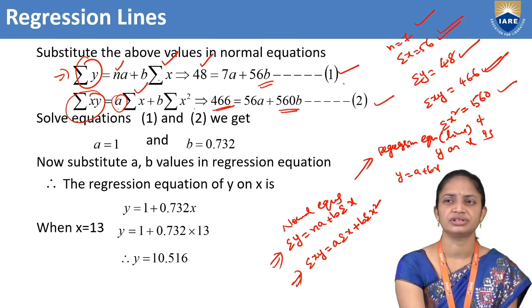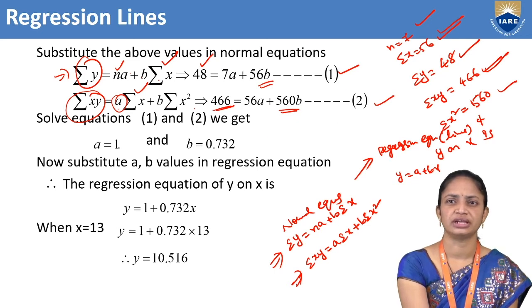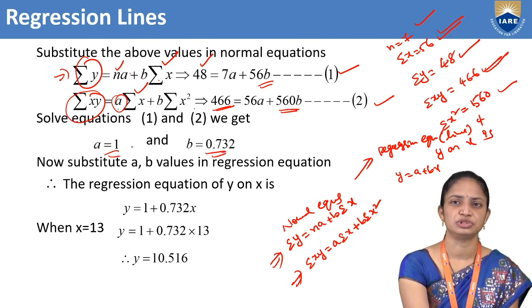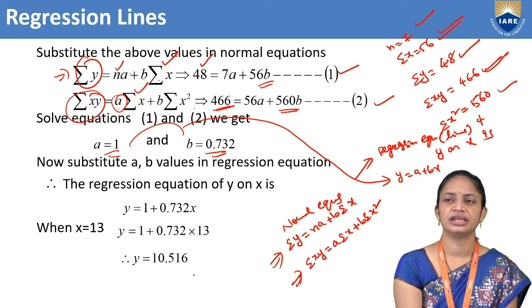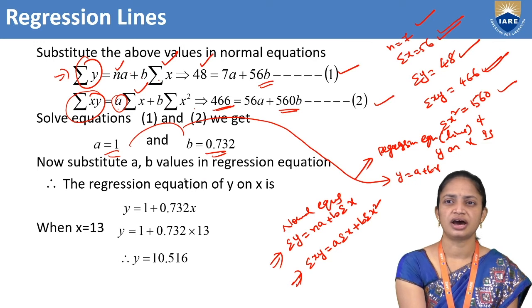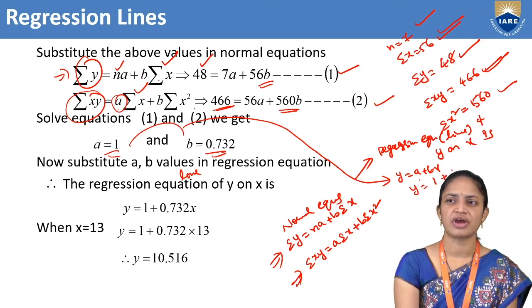Now solve equations 1 and 2. After solving equations 1 and 2, we will get a equal to 1 and b equal to 0.732. Now substitute the a, b values in the regression line or regression equation. Therefore the regression equation of y on x is, if you substitute the a, b values here, y equal to 1 plus 0.732x.